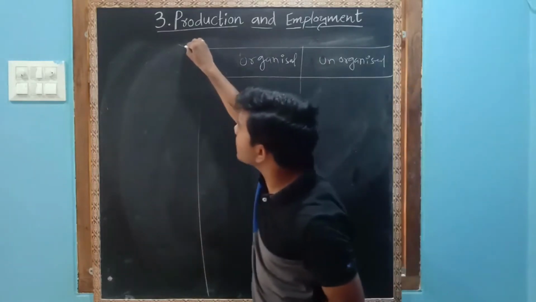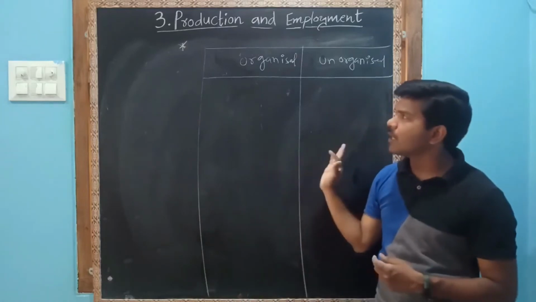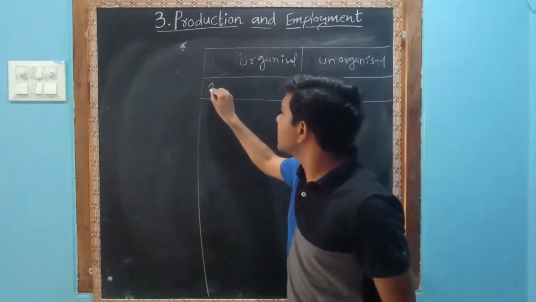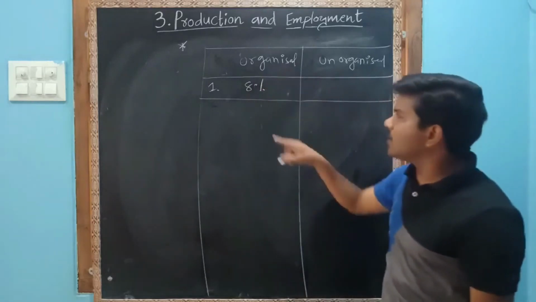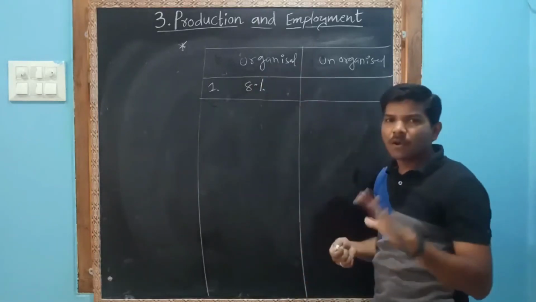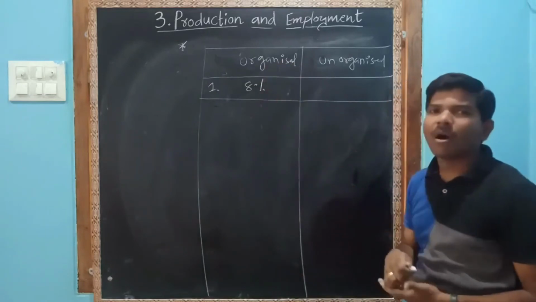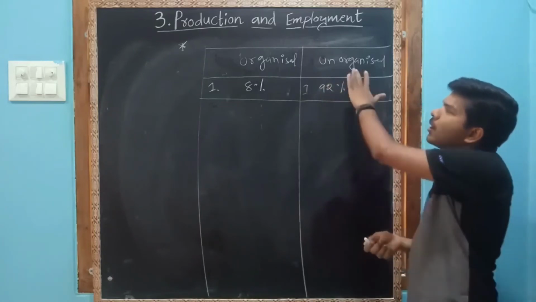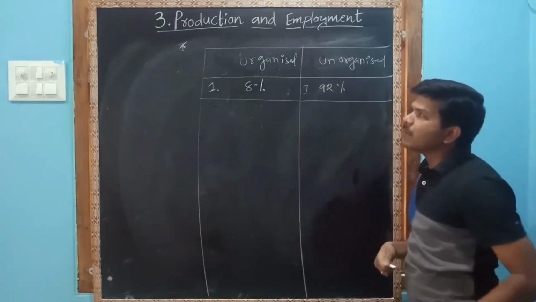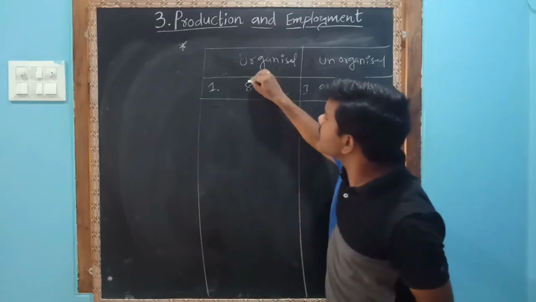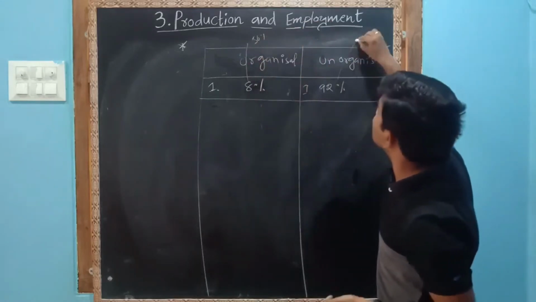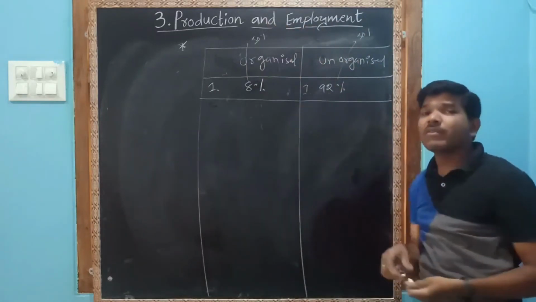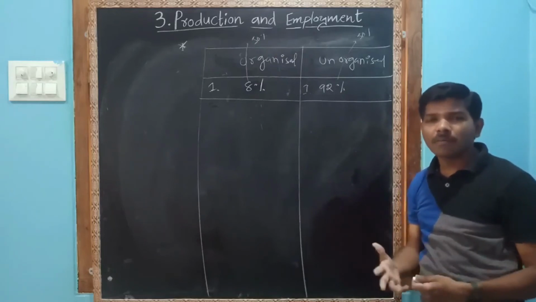This is very important from the examination point of view in the SSC. First point: only 8% of the people are in the organized sector. The remaining 92% of people depend upon the unorganized sector. So what did you understand from the first point? 8% of the people are giving 50% of the GDP, and 92% are giving 50% of the GDP. So we need to shift them to the other side. Then we will get more GDP, more income, more development.